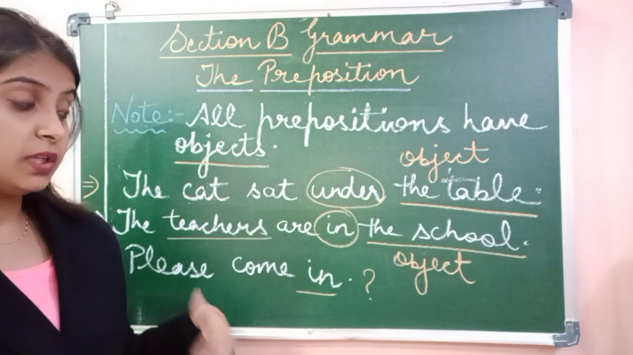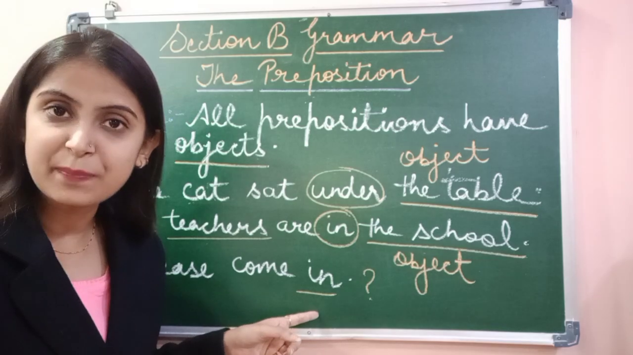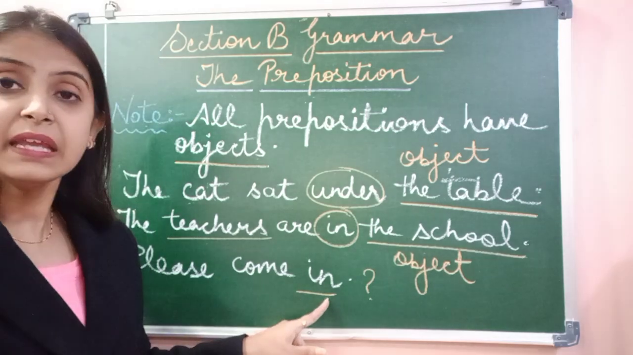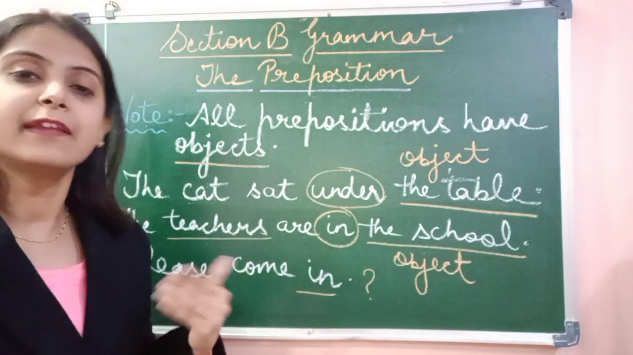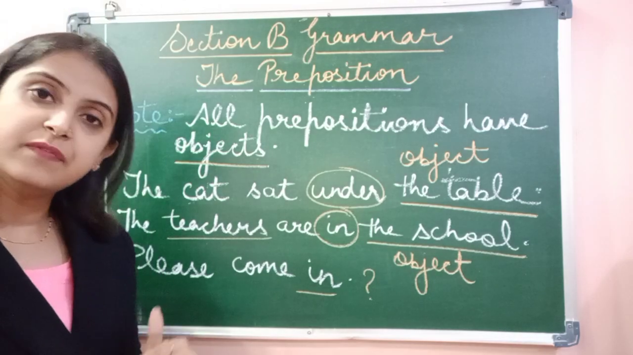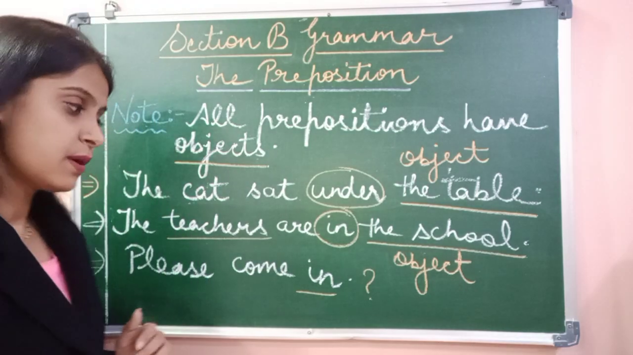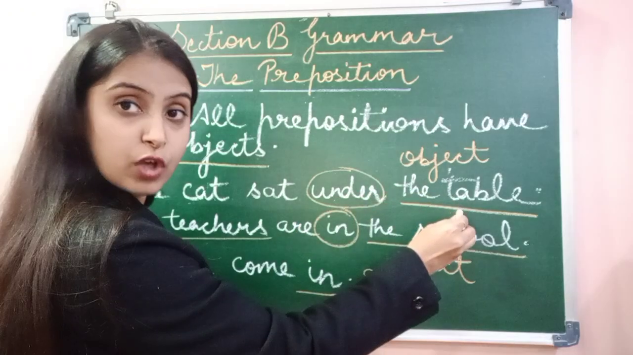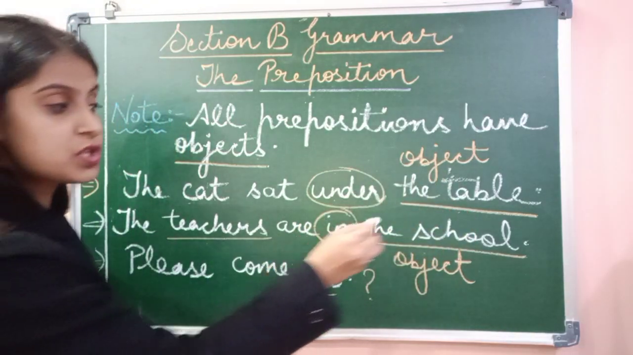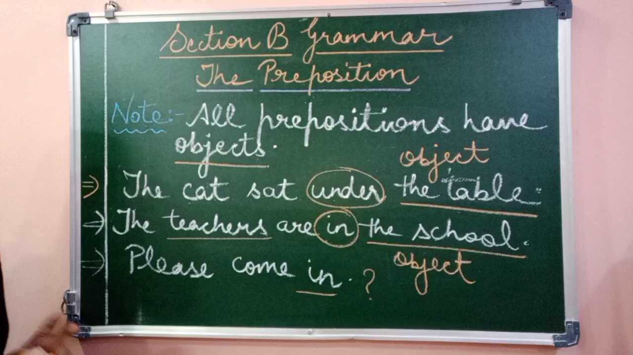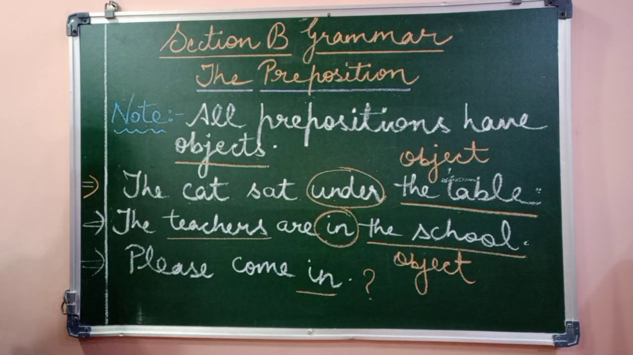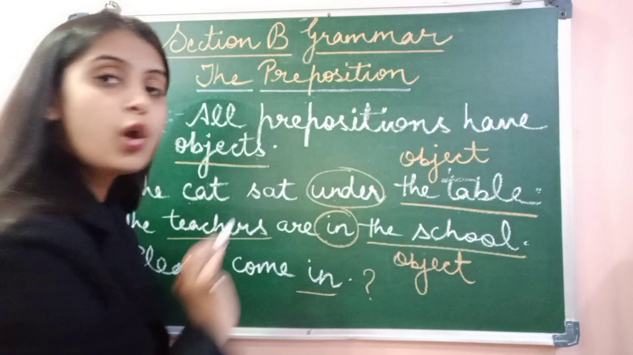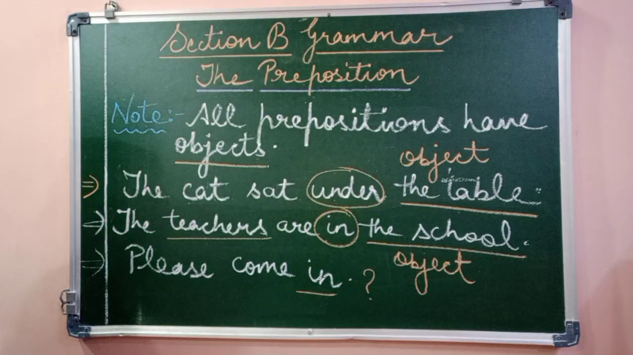Okay, now you will question me that, ma'am, if in is not a preposition here, what is that? Here in is an adverb. Adverb is another part of speech about which we will learn in the later classes, right? So you need to understand that all the prepositions have objects. Here after the preposition we have an object table. Here after the preposition we have an object school. So the basic idea here is that you need to keep in mind that the preposition will have an object. That object can be a noun also. I hope it is clear to everyone.